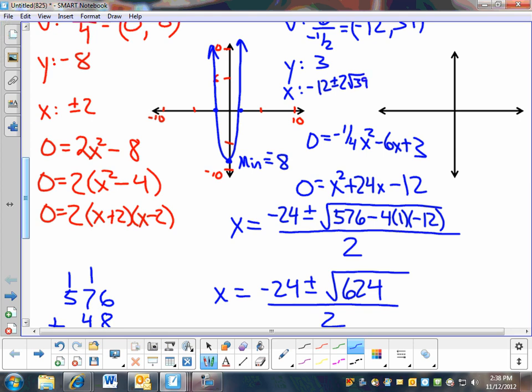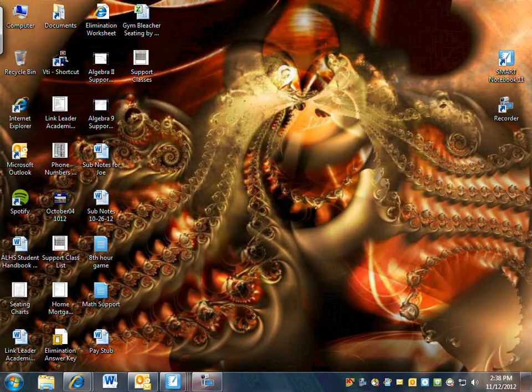Kind of hard to plot those, isn't it? What should we do? Turn them into decimals. Very good. Let's do that. Let's get out that calculator.